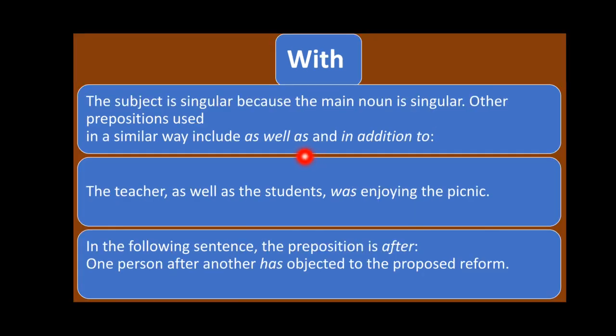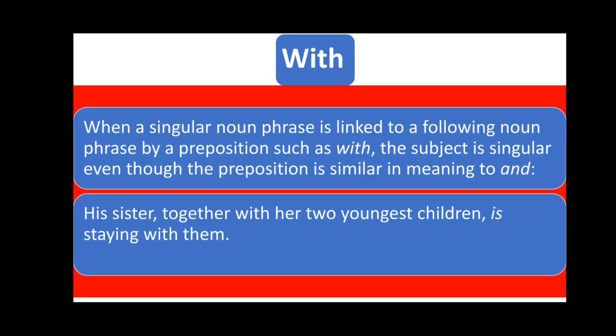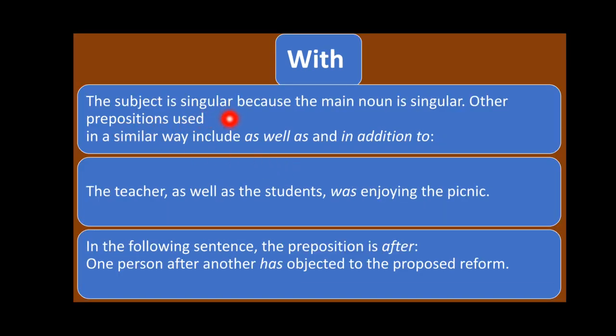Now this is the last slide of this lecture. The subject is singular because the main noun is singular. You can see here is the main noun, which is singular, right? So the subject is singular because the main noun is singular. Other prepositions used in a similar way include as well as and in addition to. For example, the teacher as well as the student was enjoying the picnic.